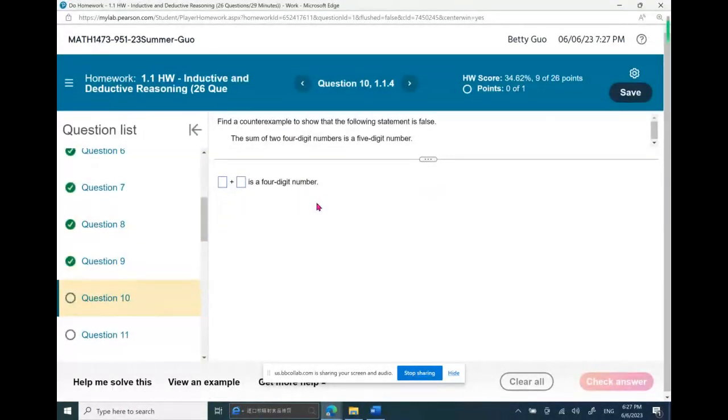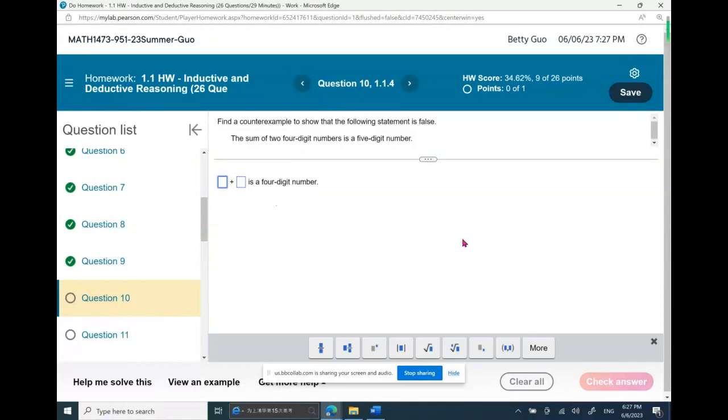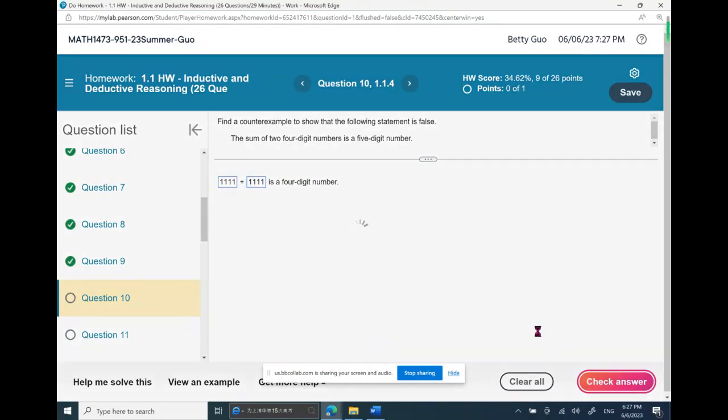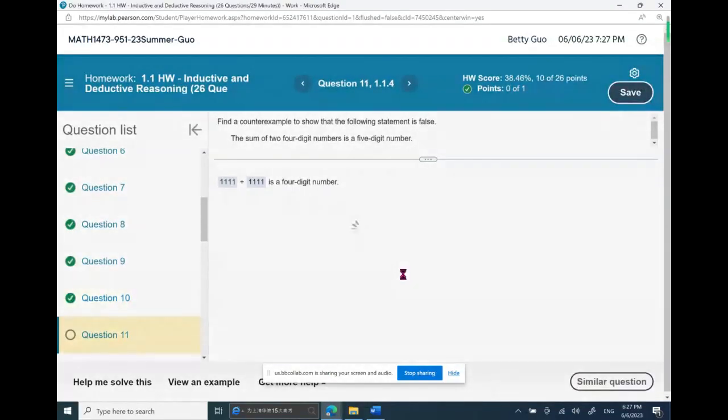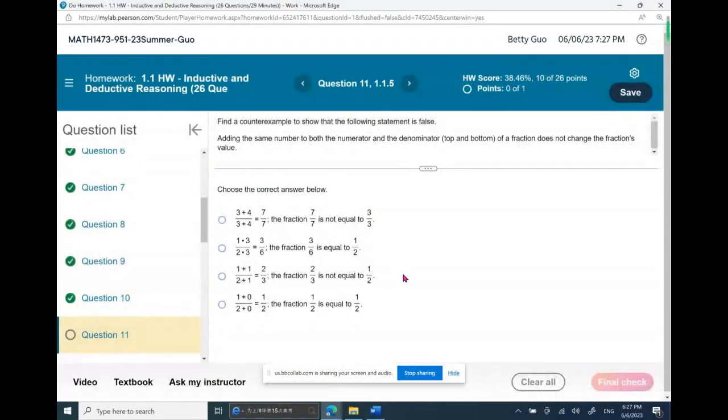The sum of two 4-digit numbers is a 5-digit number. Find a counterexample. So we can try 1111. The sum of two 4-digit numbers, 1111 and 1111, is still a 4-digit number, right? Because the sum is 2222, it's still 4 digits.